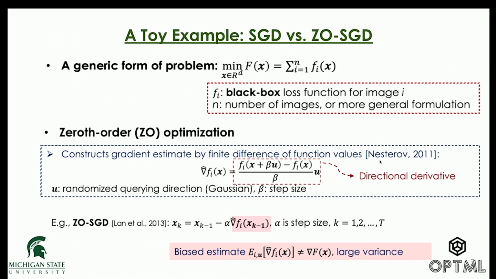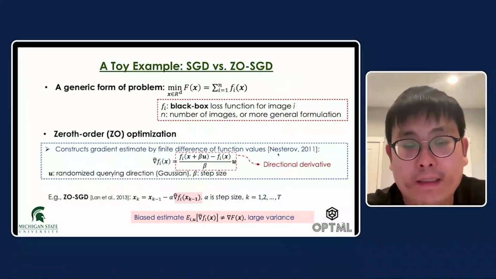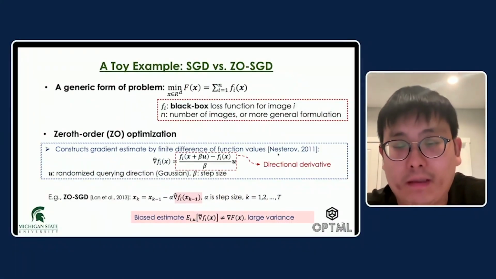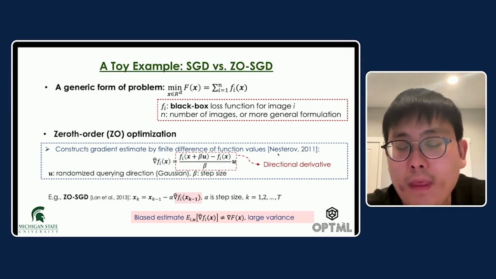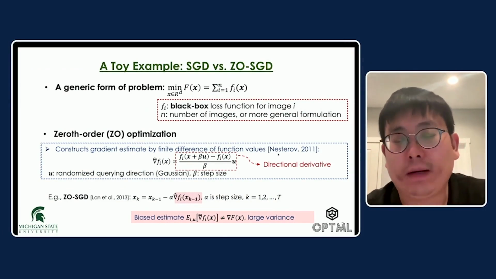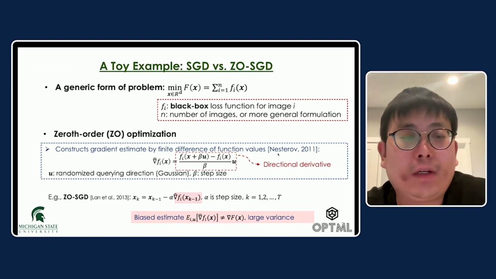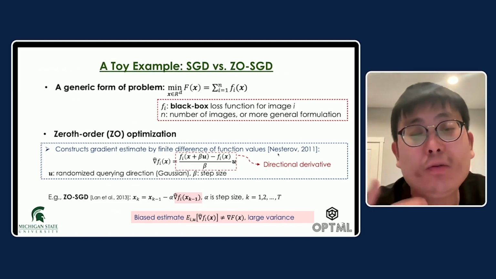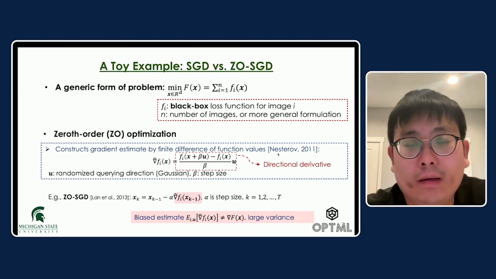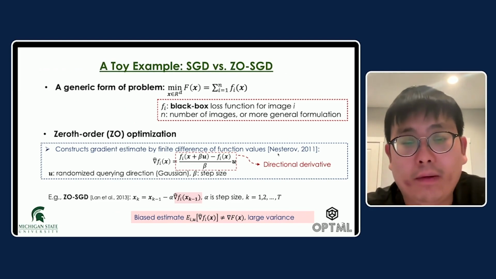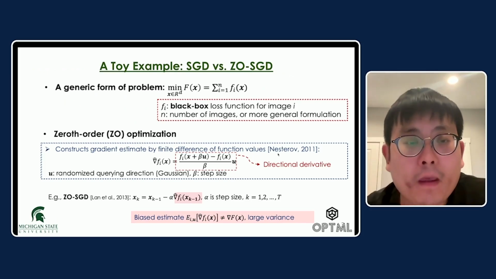But one thing I want to remark is that this gradient estimator using function values, generally speaking, is not an unbiased estimator. It's biased. And also it gives us some large variance. So how to reduce the bias and how to reduce the variance of this Zeroth-Order gradient estimator, so that we can use it for deep learning applications, is a challenging task.